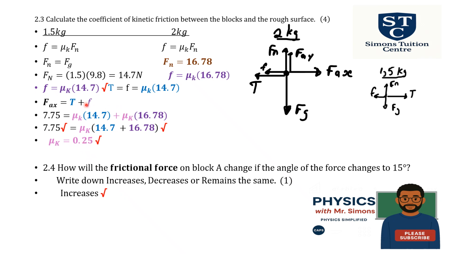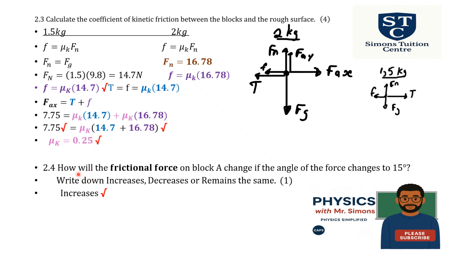So 1 mark there for getting my friction equation, understanding the tension is the same as friction. Another mark there for correct substitution and taking out the common factor. So 2 marks there and 1 mark for getting mu k equals 0.25.